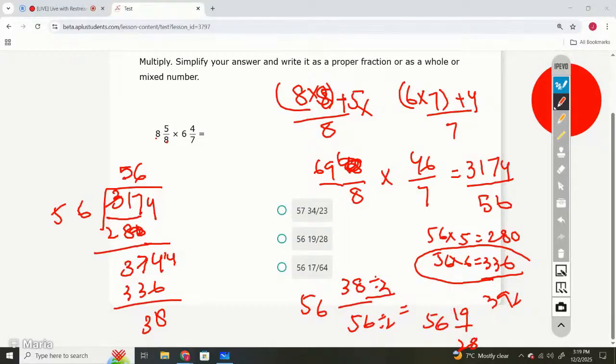Option number 2 is the correct option. That is 56 whole 19 over 28. Got it? Option number 2 is the correct option.